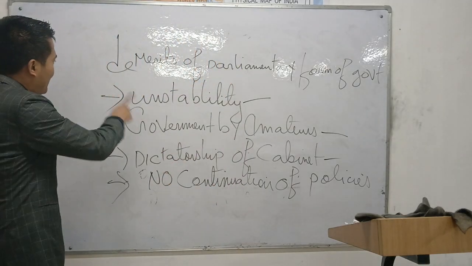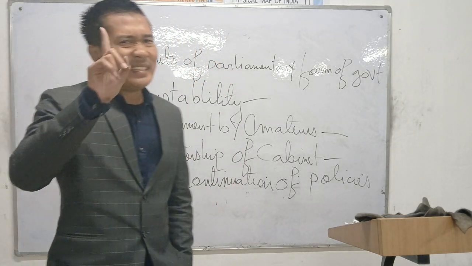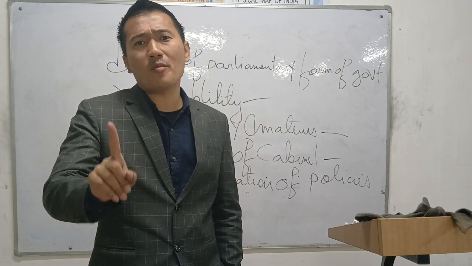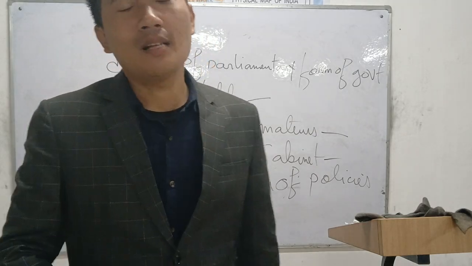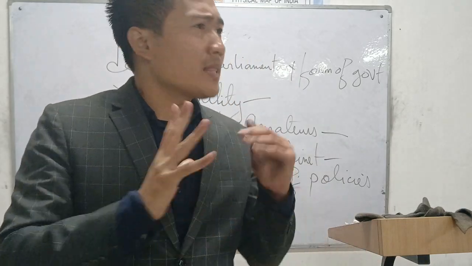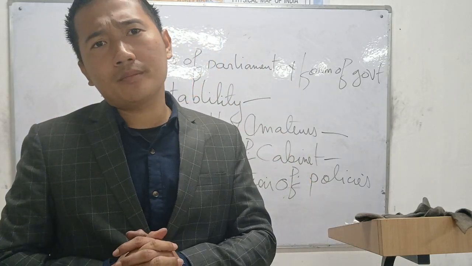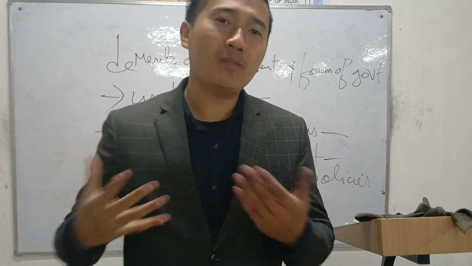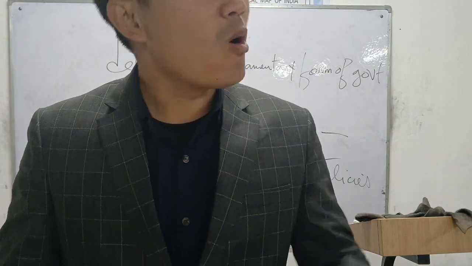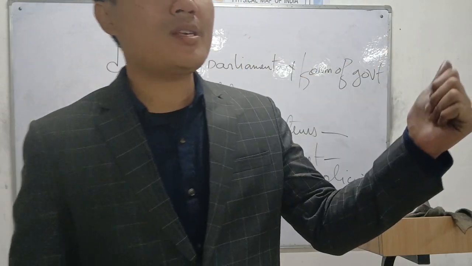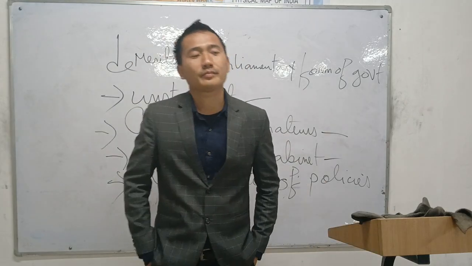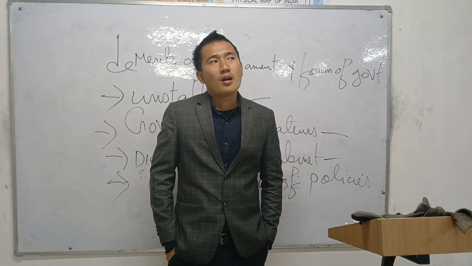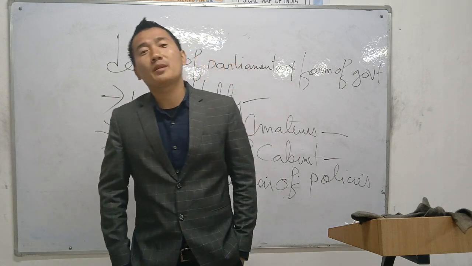Number one, instability. The first defect, the worst feature of a parliamentary form of government, is instability. The government keeps on changing. See, today Rio is the chief minister, but tomorrow who knows? Dr. Zeliang might become the chief minister of Nagaland within 5 years. Or who knows? Narendra Modi is the prime minister of India, but anytime Rahul Gandhi can become the prime minister of India.